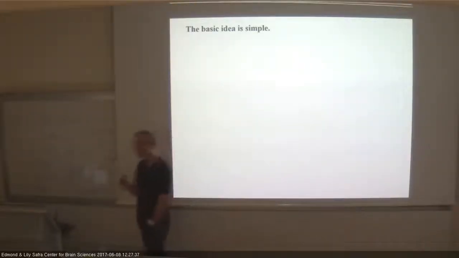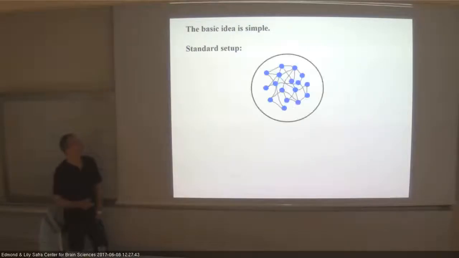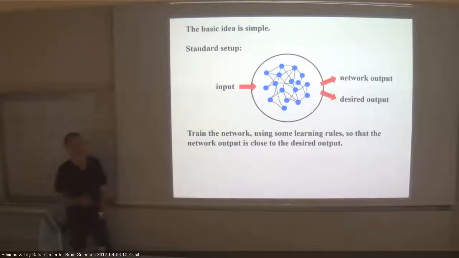So the basic idea I'm going to consider is really simple. Given my introduction, you probably know what I'm going to say next. We're going to have a standard setup. We have a network of neurons. It's got input, there's a network output, and the desired output. We can train this network using some kind of learning rules, and over time it gets better and better at the input-output function.